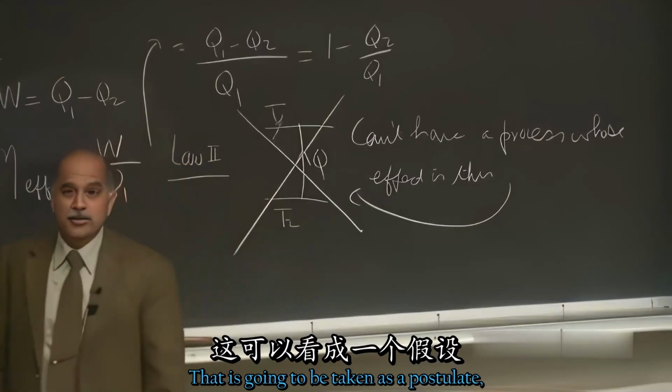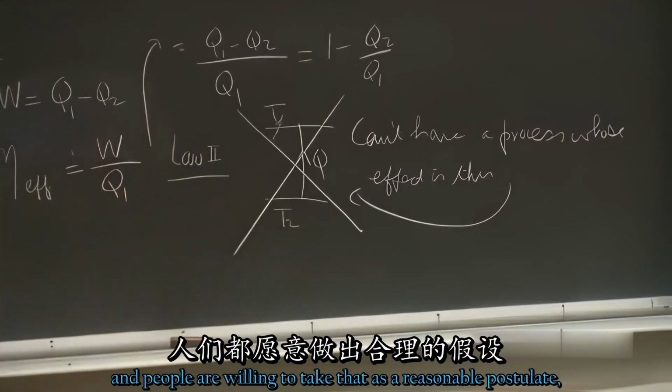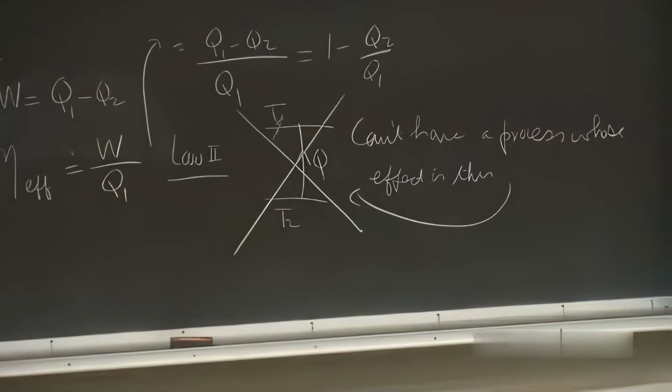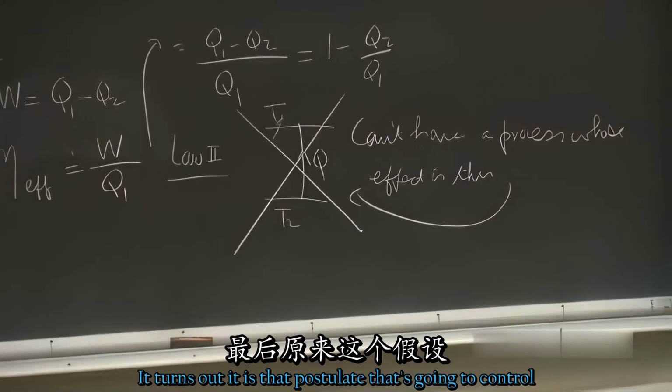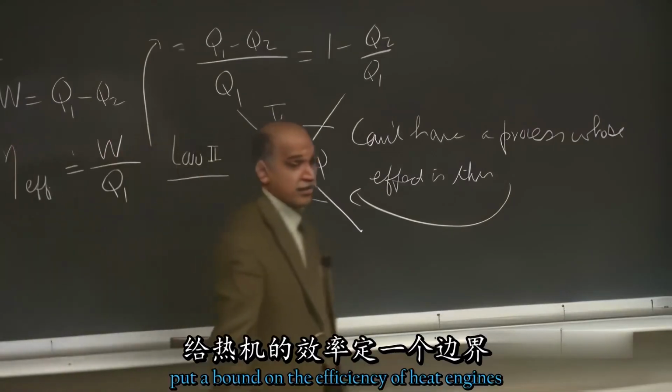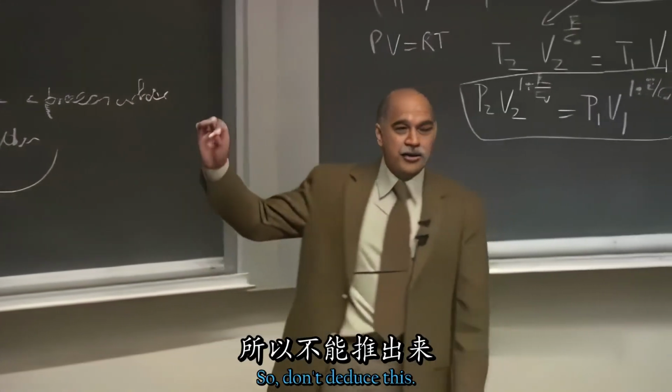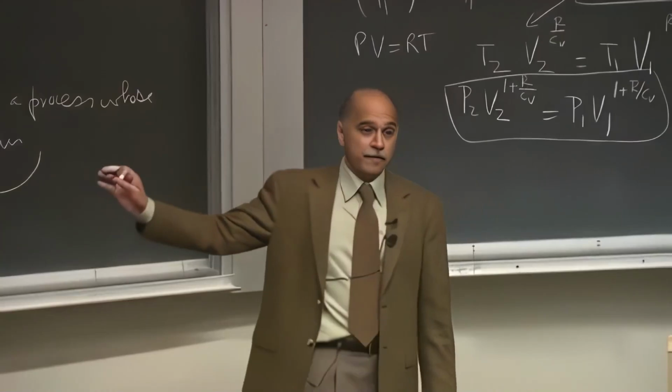That is going to be taken as a postulate, and people are willing to take that as a reasonable postulate. And we want to see what we can get out of that postulate. It turns out it is that postulate that's going to control the efficiency of heat engines, put a bound on the efficiency of heat engines. So don't deduce this. This is a law.